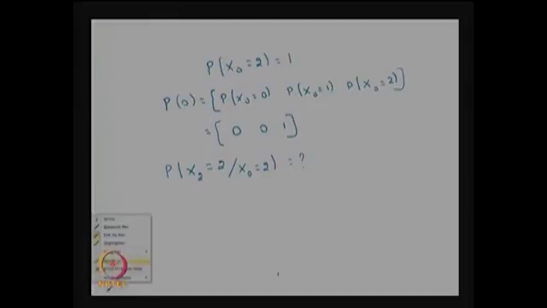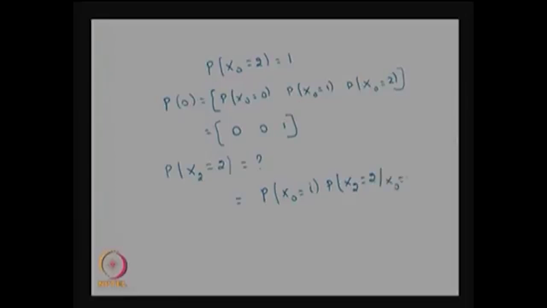The question is, what is the probability that the system will be in the state 2. So to find this, with the given information, you can compute the probability that X2 is equal to 2, given that X0 is equal to i, for all possible values of i, weighted by the initial probability vector, which is 0, 0, 1. So, this lands up as the probability that X0 is equal to 2 multiplied by the probability that X2 is equal to 2, given that X0 is equal to 2. And all other probabilities are 0.